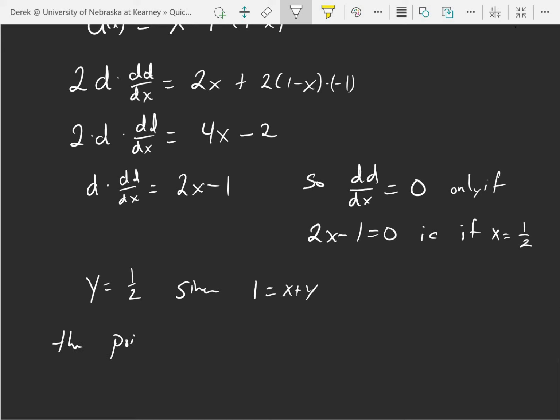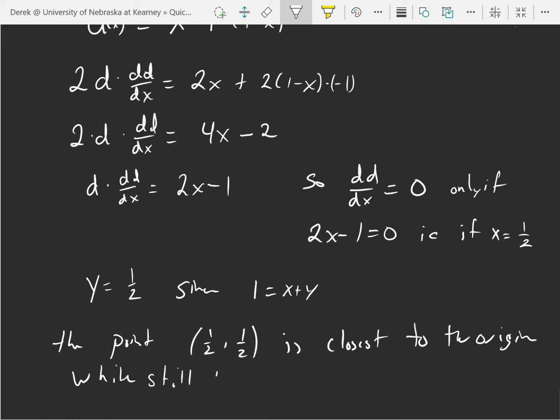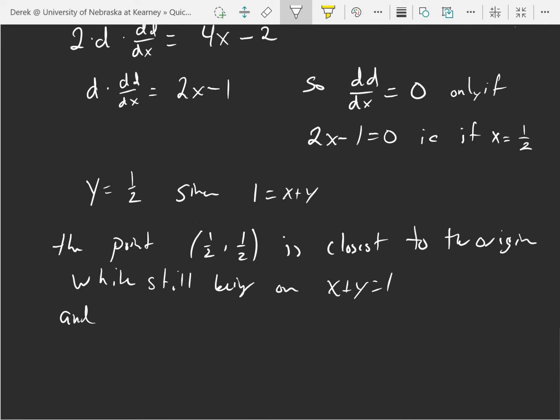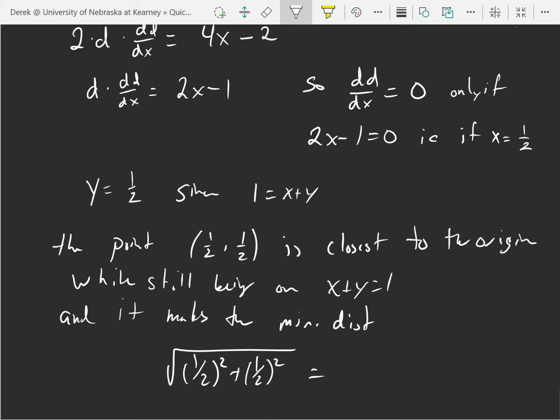The point (1/2, 1/2) then is closest to the origin while being on the line. And the minimum distance, the square root of 1/2 squared plus 1/2 squared, is the square root of 1/2, or square root of 2 over 2.